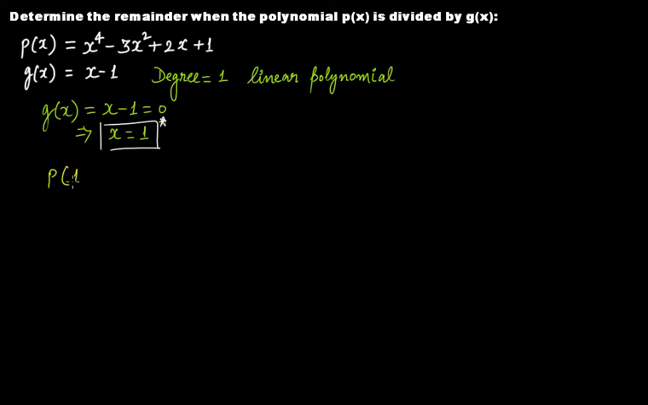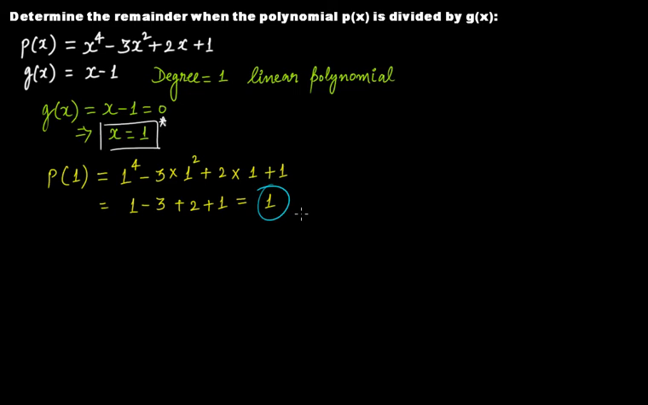So p(1) is equal to 1 raised to the power of 4 minus 3 multiplied by 1 raised to the power of 2 plus 2 multiplied by 1 plus 1. From here you get 1 minus 3 plus 2 plus 1, and this gives you 1. So your remainder will be 1. This is the importance of the remainder theorem, that you can quickly tell the answer.